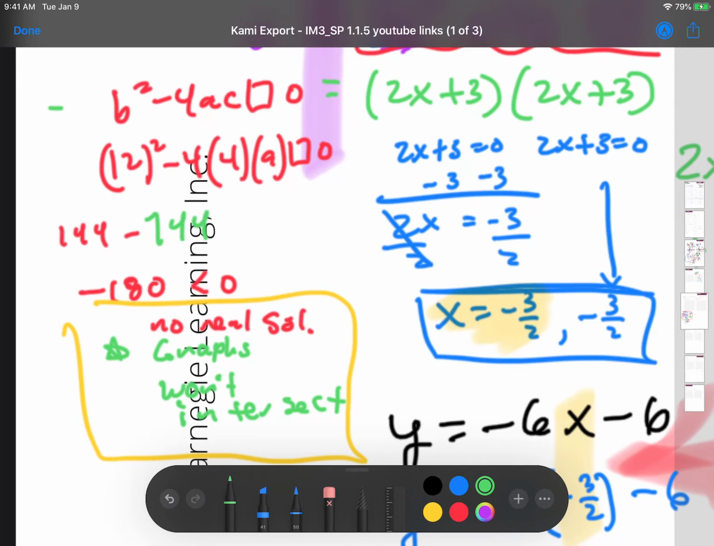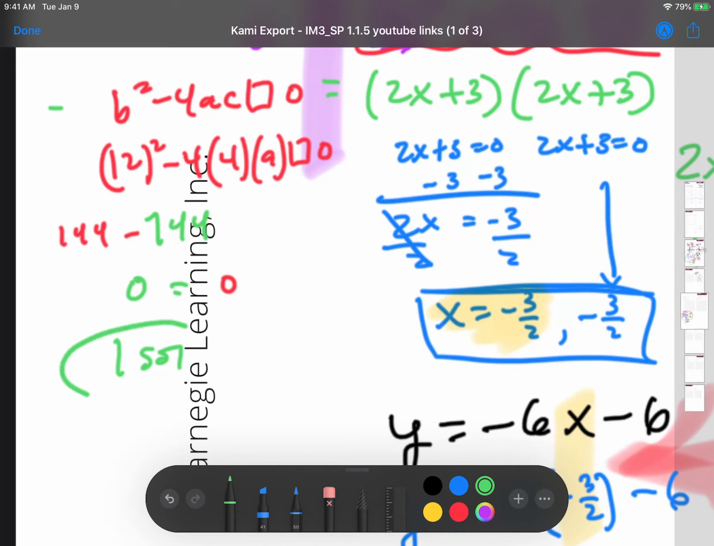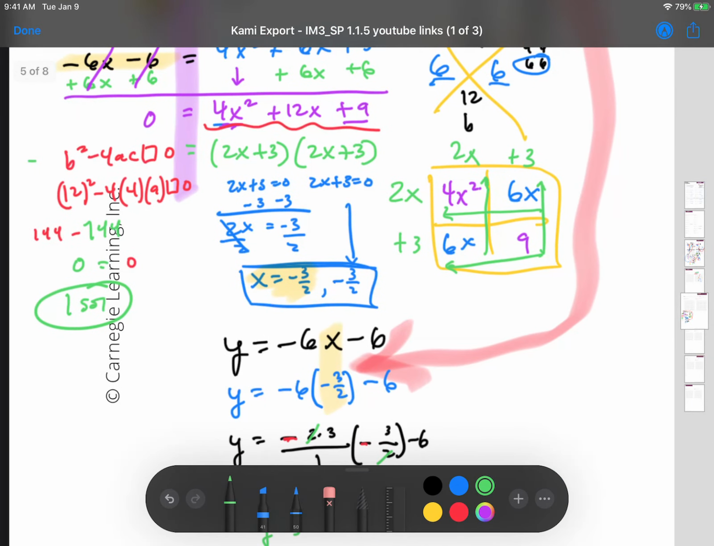So that gives you 0. So that was wrong. And what does it mean that it is 0? Well, if the discriminant is equal to 0, that means you're going to have one solution. And we have the one solution because it just appears once.